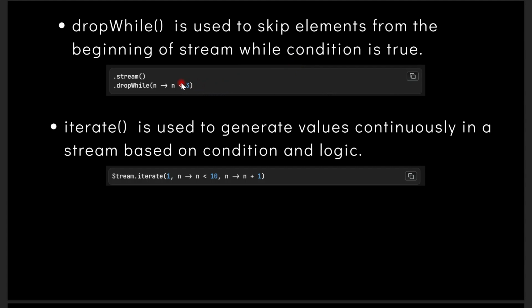So these are very simple methods. Then iterate is used to generate values continuously in streams based on conditions. Suppose you want to declare a for loop from one range to another range. Before, we were using for loops, but from now onwards you can achieve the same functionality using Java streams. That's why they introduced the iterate method.